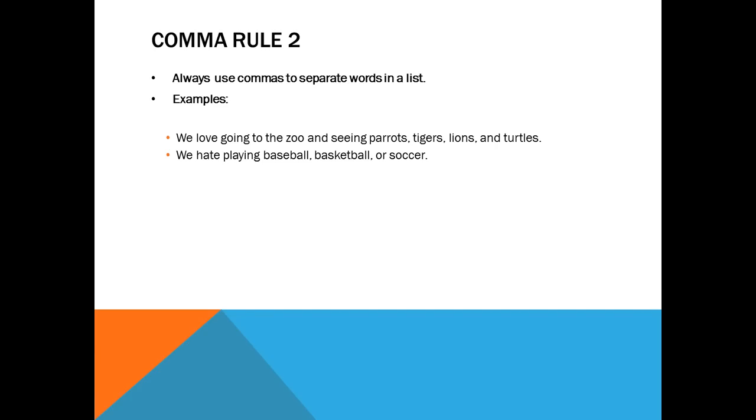What I want you to notice is that there's even a comma before that second to last word. So before and or or, there's also a comma. Anytime in a list, use that comma to separate those words. Makes it easier to read the list and keep track of all of the elements of that list.